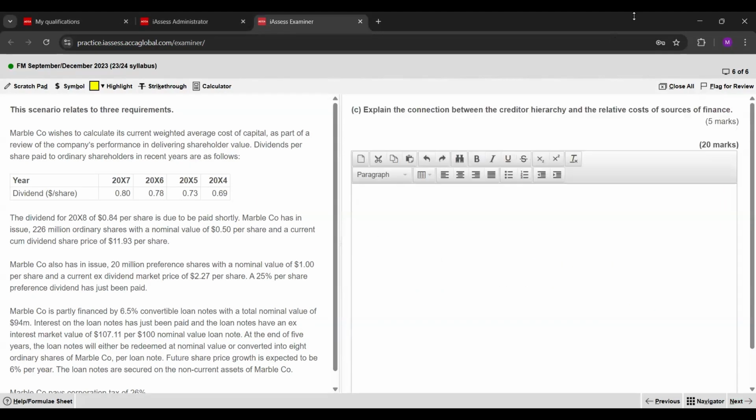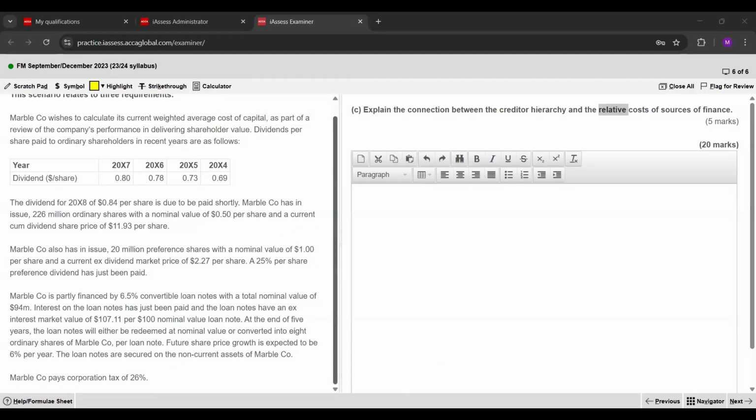Explain the connection between the credit hierarchy and the relative cost of the sources of finance. 5 marks. There is just one connection. What is that connection, guys? It's a very simple requirement. Don't have to think too much. The relationship is there between the two. Can you all tell me what that is? How is it connected to the credit hierarchy?